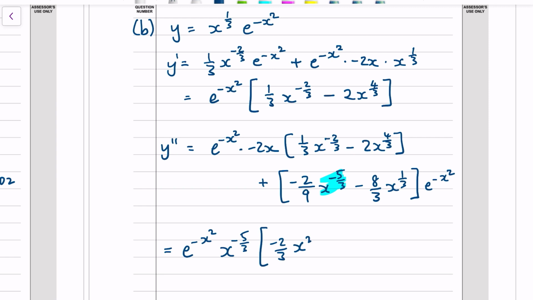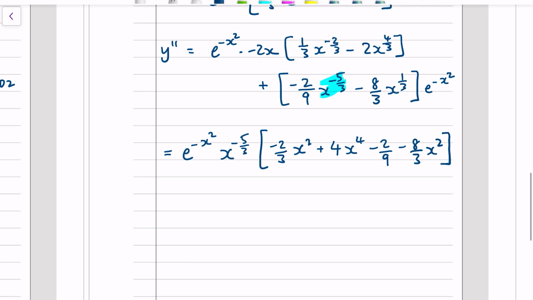Then we've got a plus 4 multiplied by x to the power of 7/3. Pulling out minus 5/3 means we need 12/3. 12/3 is 4. Then we've got the minus 2/9. And the last power is 1/3. We've already pulled out a minus 5/3, so again, we need a 6/3, which is a 2. So it's minus 8/3 x squared.